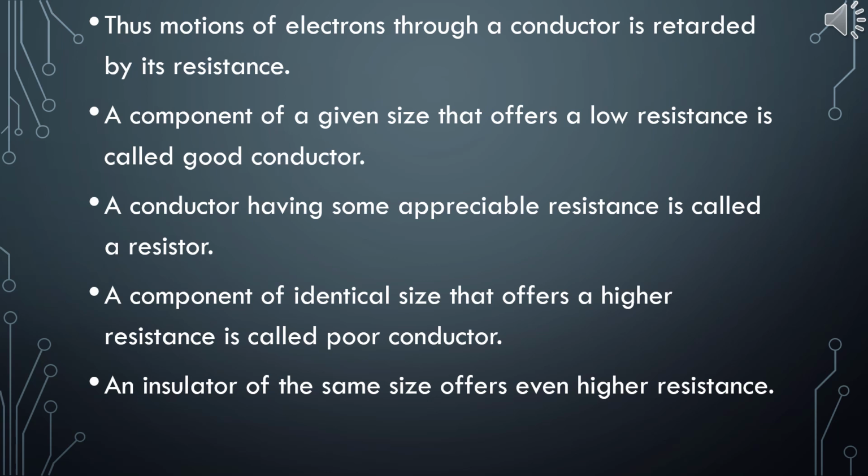A third one, a component of identical size that offers a higher resistance, is called a poor conductor. Some examples are mica, Teflon, etc. And the last one is an insulator, which of the same size offers even higher resistance. The examples are wood, paper, plastic, ceramics, etc.